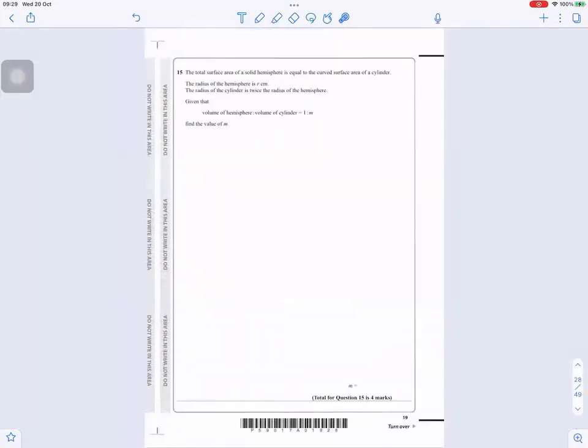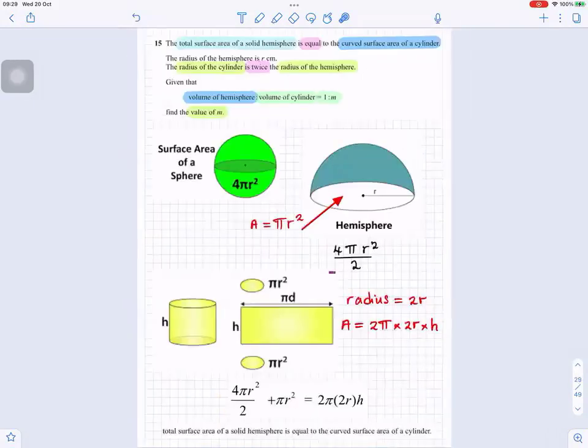Question number 15. The total surface area of a solid hemisphere is equal to the curved surface area of a cylinder. The radius of the hemisphere is R centimeters. The radius of the cylinder is twice the radius of the hemisphere. Given that the volume of the hemisphere to the volume of the cylinder is 1:m, find the value of m.